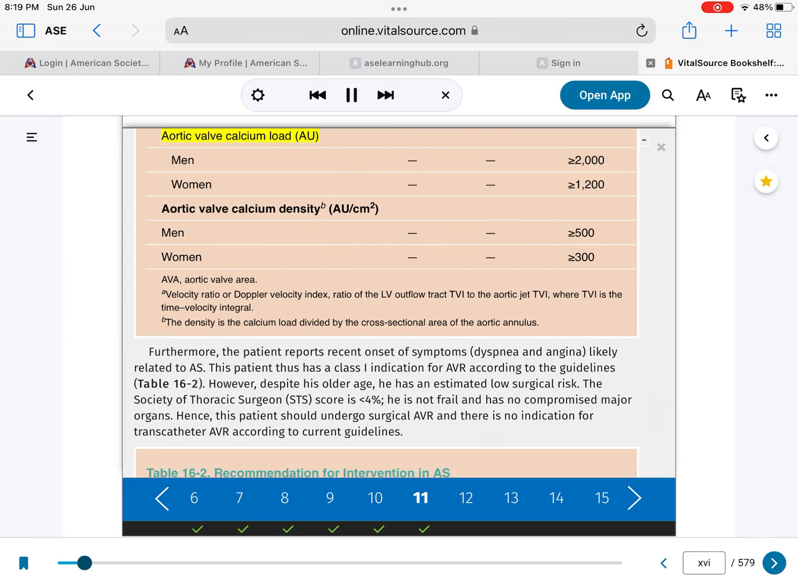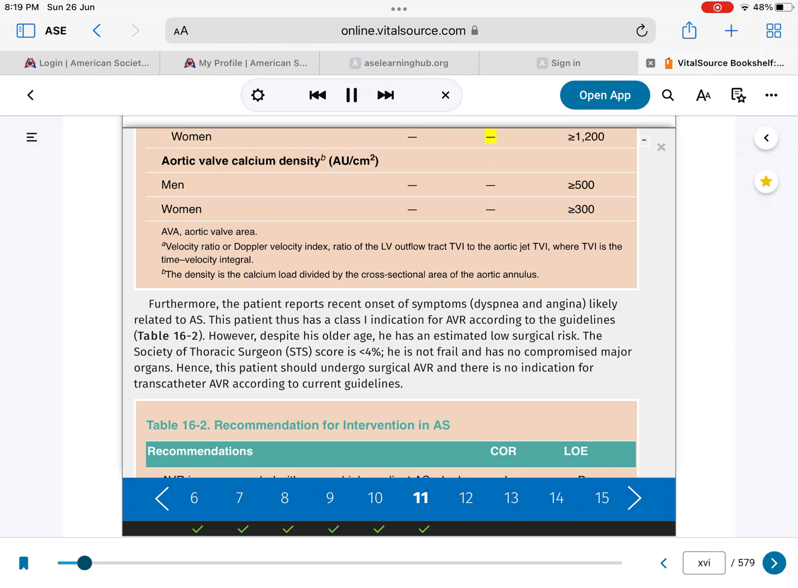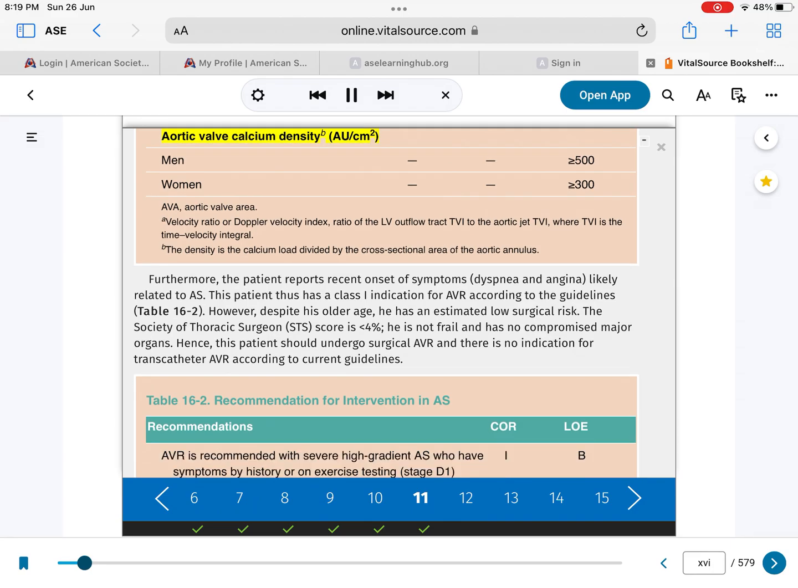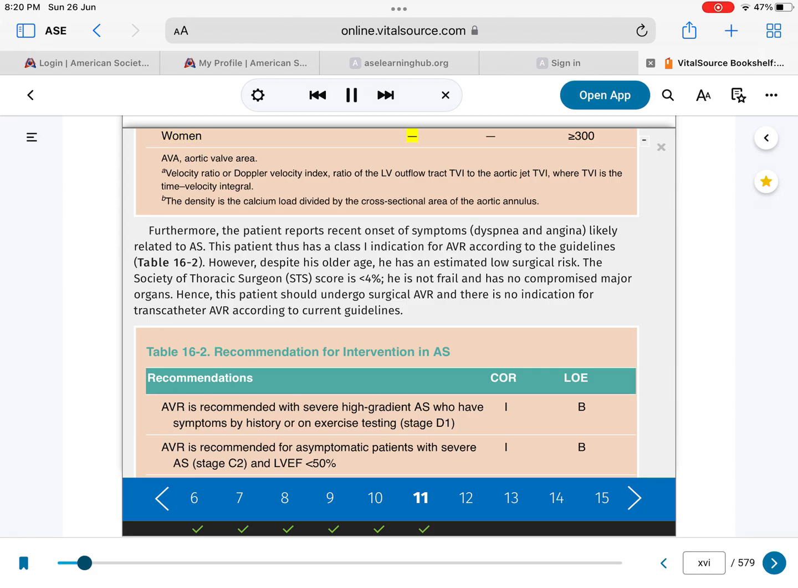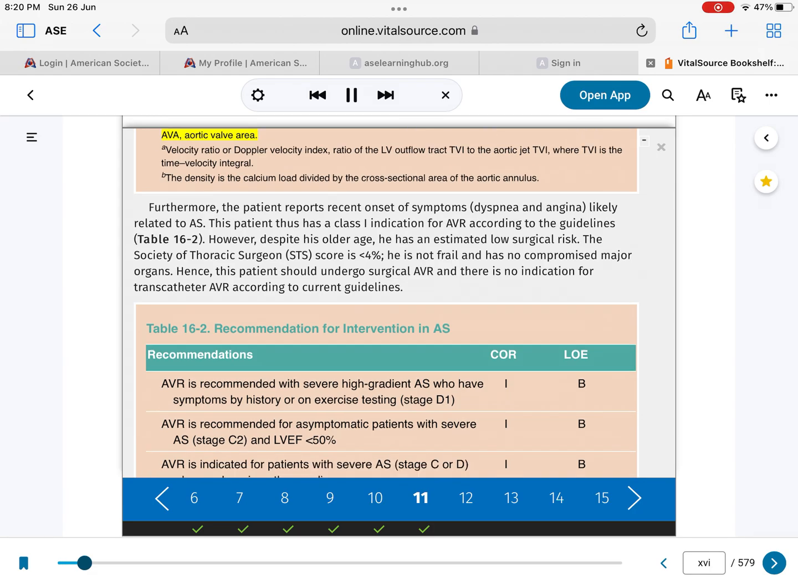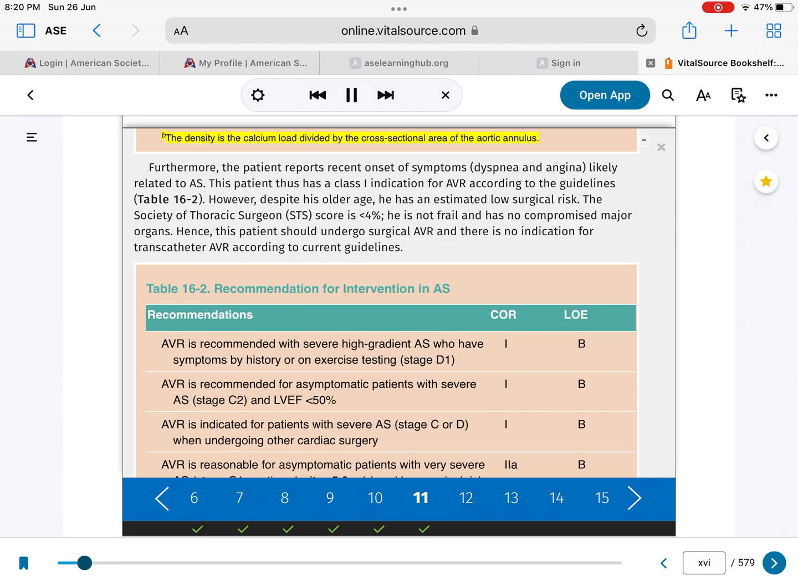Computed tomography. Aortic valve calcium load, AU: men ≥2000, women ≥1200. Aortic valve calcium density: men ≥500, women ≥300. AVA, aortic valve area. A. Velocity ratio or Doppler velocity index, ratio of the LV outflow tract TVI to the aortic jet TVI, where TVI is the time velocity integral. B. The density is the calcium load divided by the cross-sectional area of the aortic annulus.